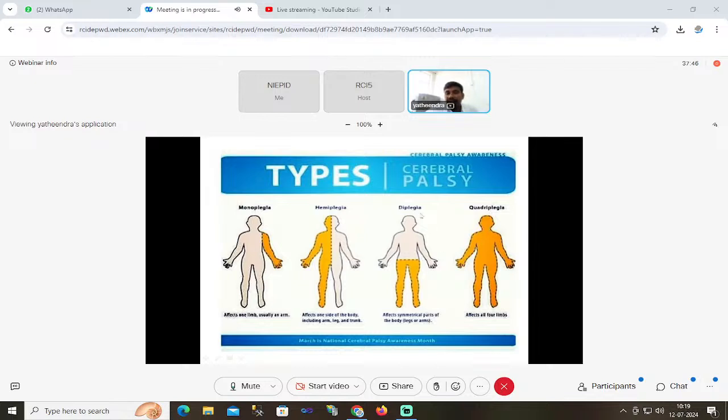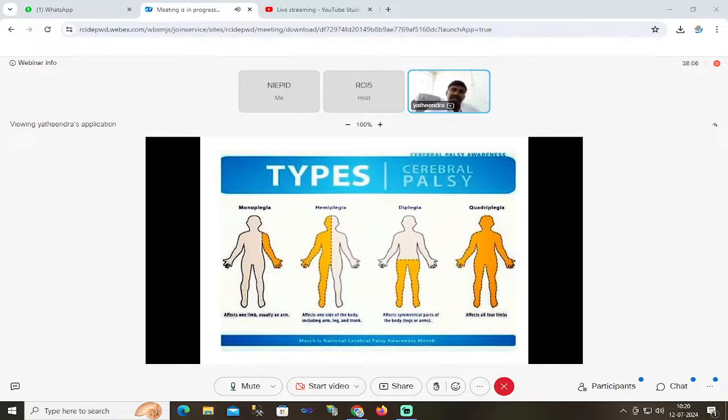Okay, next comes diplegia. Now you can see both the lower limbs are affected. In some cases, the upper limbs can also be affected, but minimally. So when the lower part of the body is affected, it is called diplegia. Next, quadriplegia: you can see all four limbs are affected here.